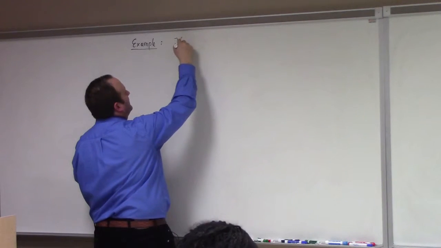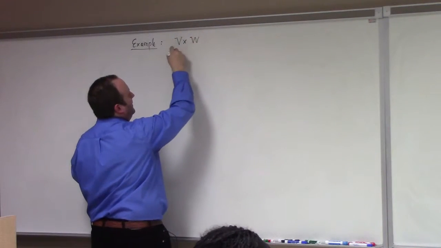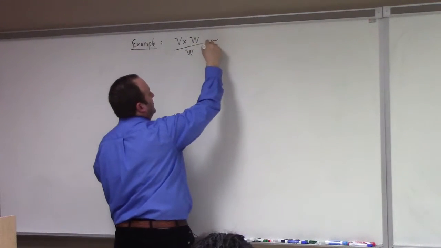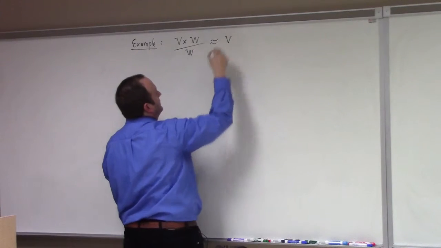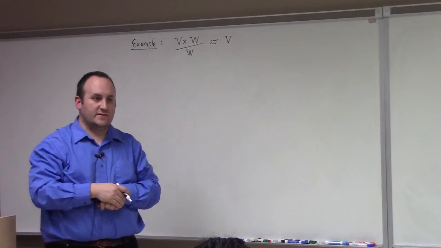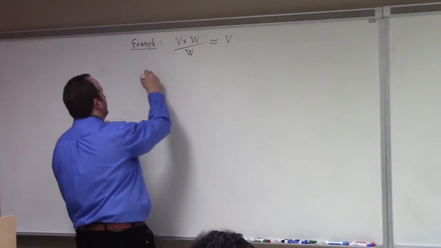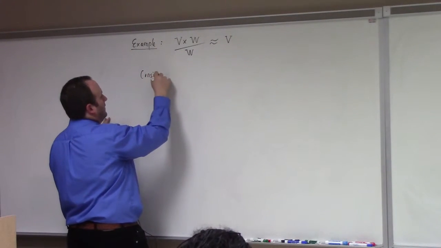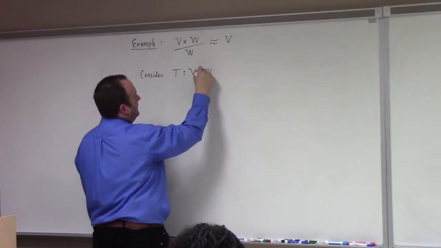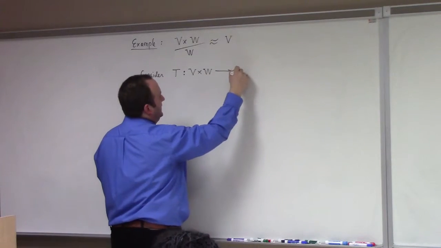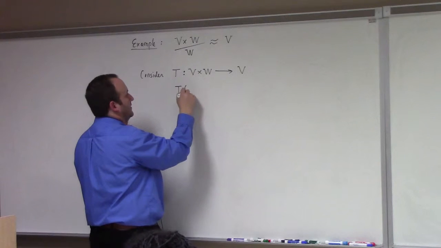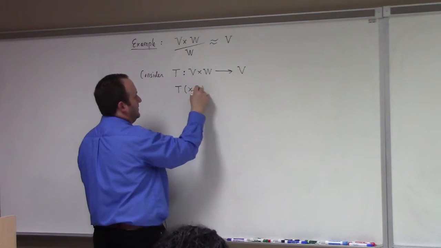So, an example. V cross W mod W is isomorphic to V. Why is this true? Consider the map T, a mapping from V cross W to V. How do you define this? T of (x, y) equals what?